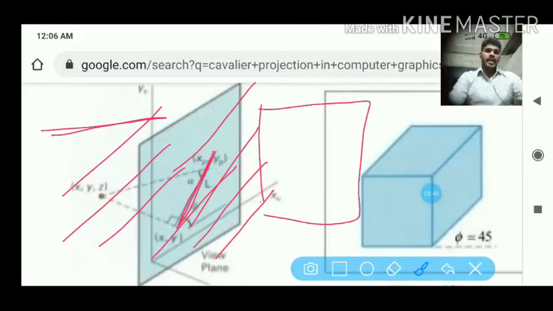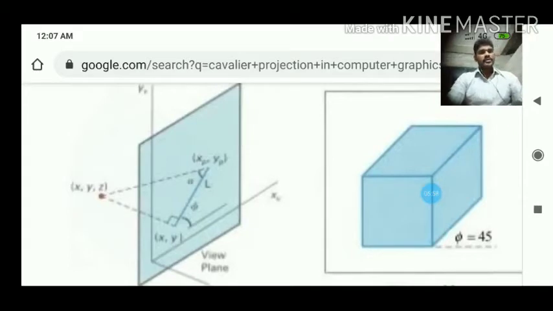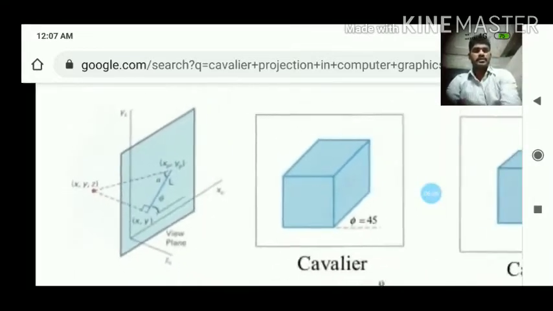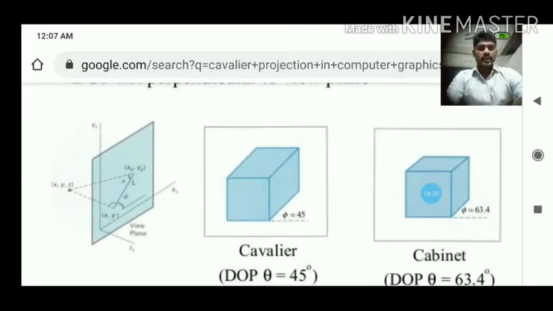Here, Cavalier and Cabinet. Again, there is a difference between Cavalier projections and Cabinet projections. We will see what the difference is. I hope you understand the difference between orthographic projections and oblique. Simple: in orthographic projections, the lines are perpendicular towards the axis, but here the lines are oblique, with inclination towards the axis. Now look at the Cavalier and Cabinet projections in this graph. This is the Cavalier and this is the Cabinet. Cavalier is one type of oblique projection, and Cabinet is the second type.